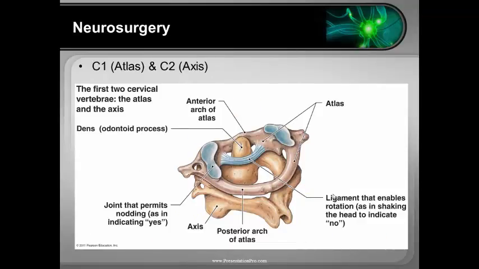C1 and C2 are in their own category because they can rotate. The rest of the cervical spine can only flex and extend. C1 is coined the atlas, and C2 the axis.